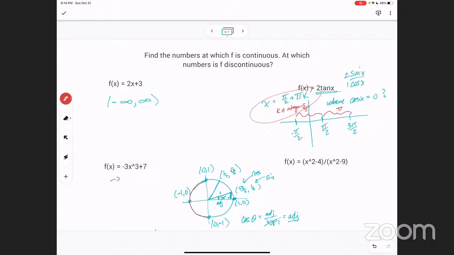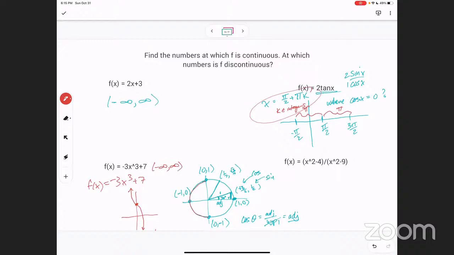So this is negative 3x cubed plus 7. What am I not allowed to plug in for this? Or where is it discontinuous? Is it ever discontinuous, if it's just a cubic? No. This is basically just moved up 7, right? And flipped sideways and stretched. So it's something like this. And is that ever going to be discontinuous? No, never. So no discontinuity.